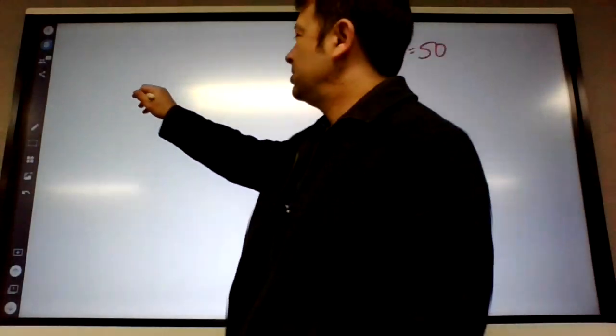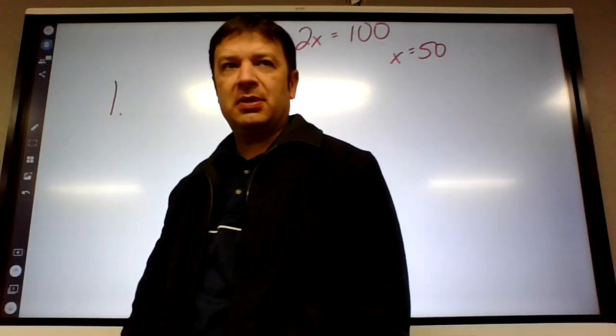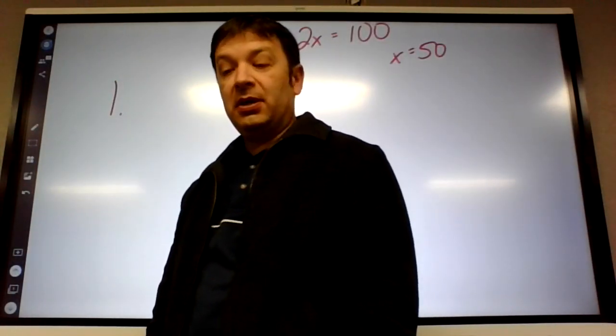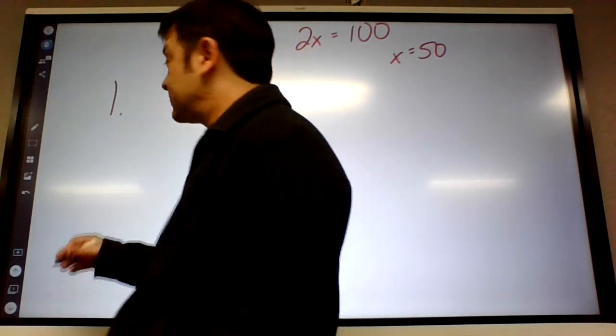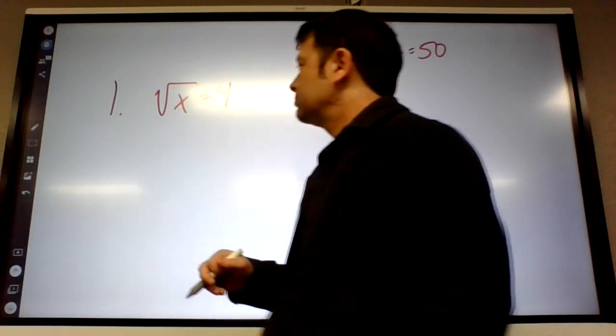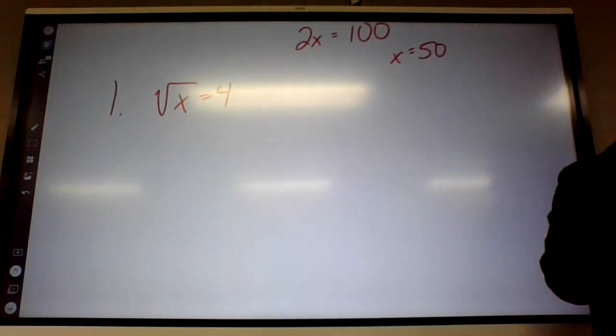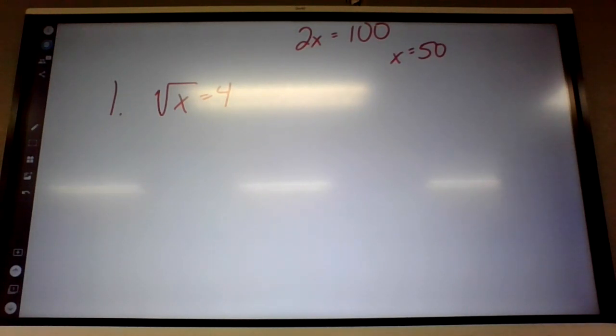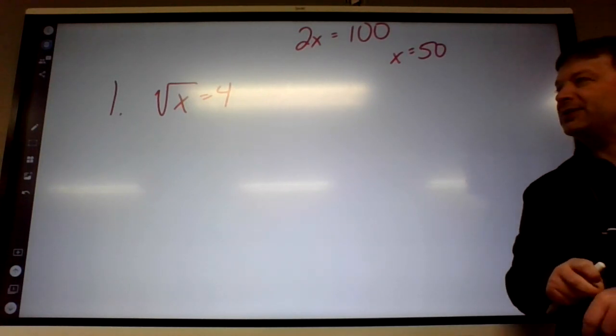Okay, number 1. Square root of x equals 4. This might trick us because people might do it backwards, like they might say square root of 4 is 2. That would be wrong. 2 is not the answer. It's the square root of what equals 4, not the square root of 4.